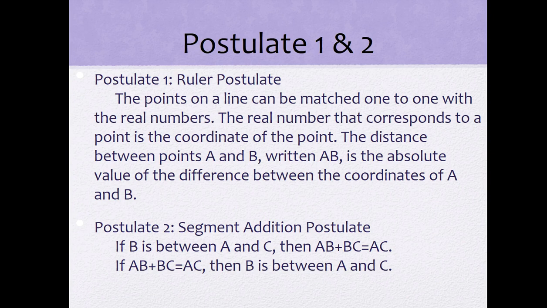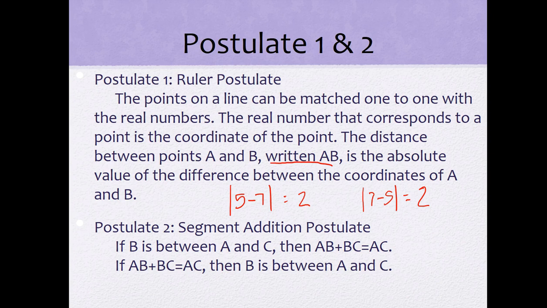So the distance between those 2 points, written as AB, the length between points, is the absolute value of that distance. So the distance from 5 to 7, for example, absolute value of that is 2. Or you could have done 7 minus 5. Doesn't matter, either way you're subtracting and you're going to get 2. That's why we have absolute value, so it doesn't matter which way you line it up. You still get the same.